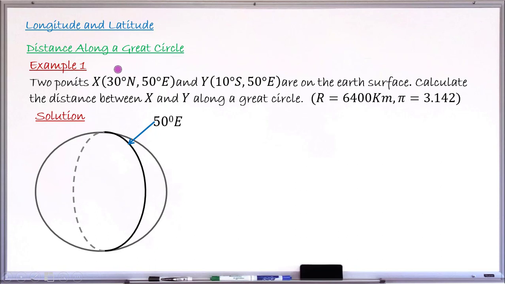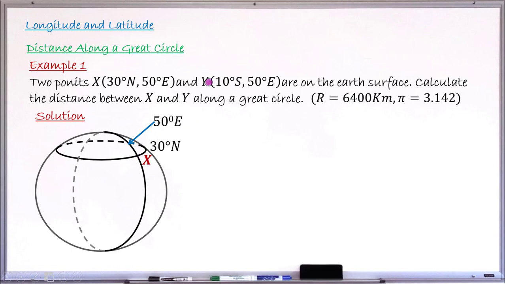I'll now draw the latitude 30 north. 30 north, let me draw it somewhere here. This is latitude 30 degrees north. And this point will now be my point x, where the 2 lines cross, longitude 50 and latitude 30 degrees north. That will be the location of the point x.